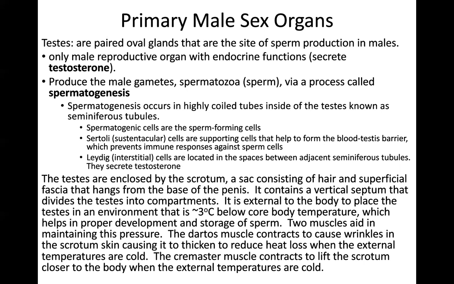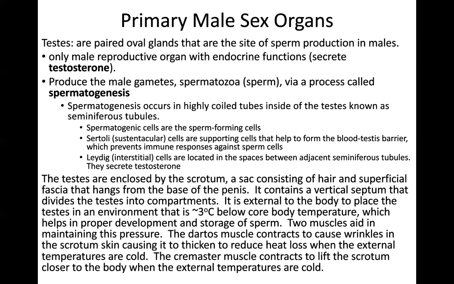You also have Sertoli or sustentacular cells. They also can be described as nurse cells. I usually just call them Sertoli cells, which are going to help form what's called the blood testis barrier, which prevents your immune system cells from responding against those developing sperm cells. So in other words, it keeps those immune cells we talked about a few weeks ago from attacking and destroying your sperm cells and effectively killing them off.